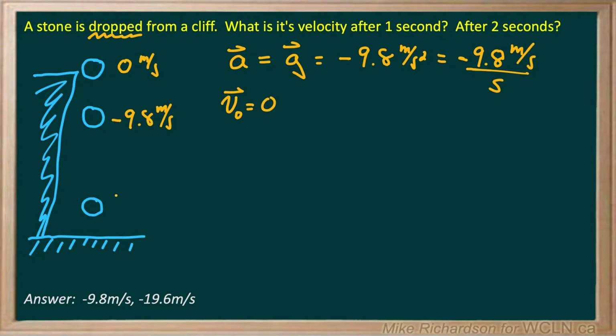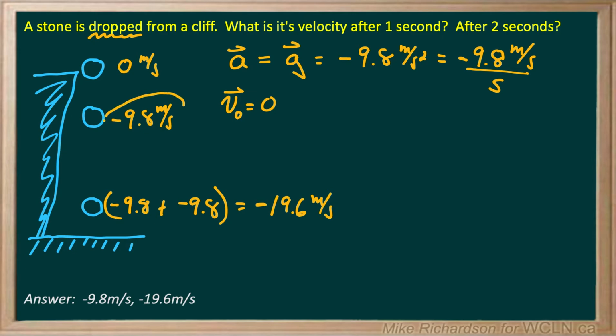So its velocity 2 seconds later, it was going negative 9.8. It's going to add another negative 9.8. And my total velocity will now be negative 19.6 meters per second. Every second, I gain another negative 9.8 meters per second worth of velocity. So 1 second later, it's going negative 9.8 meters per second. 2 seconds later, it's going negative 19.6 meters per second.